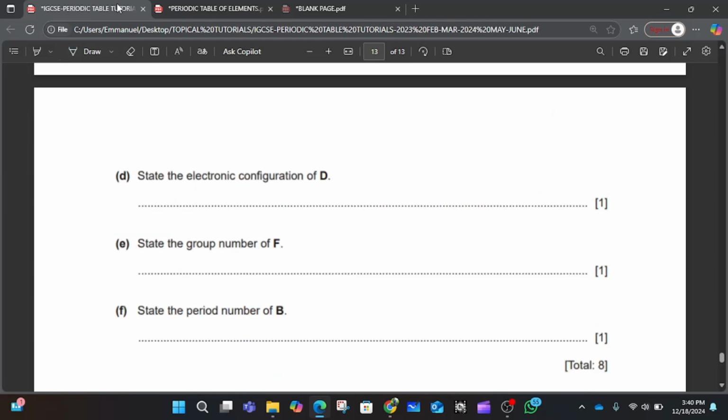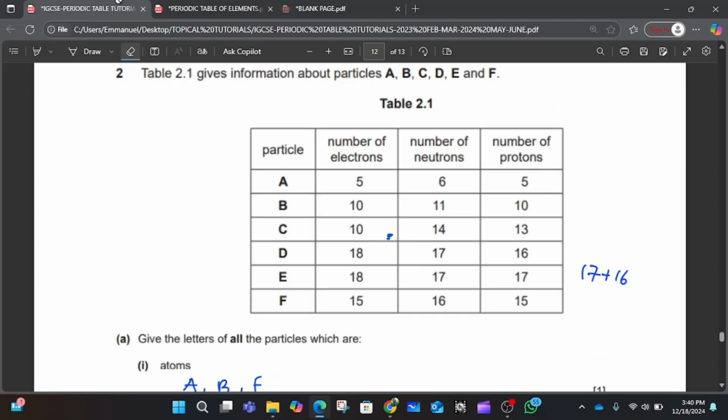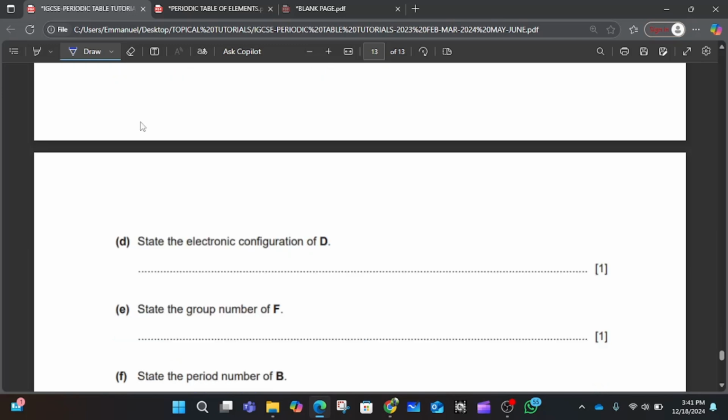D, state the electronic configuration of D. We write the electronic configuration by using the number of electrons. So D has 18 electrons. So it means that the electronic configuration is going to be 2,8,8. E, state the group number of F.